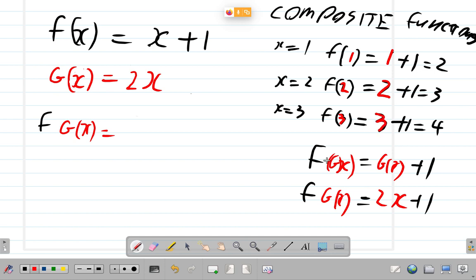So f of g of x becomes f of g of x plus 1. So you remove the x and put g of x there. g of x is 2x. So remove x and put 2x there. So it's 2x plus 1. Alright? So therefore, when you're finding f g of x, what you do is remove x and put whatever g of x is there for x. You're going to put this right here.